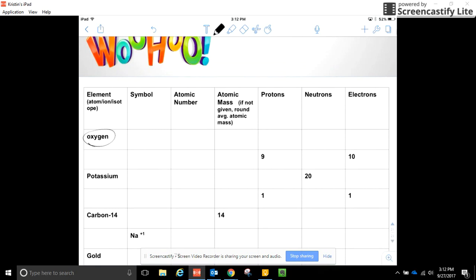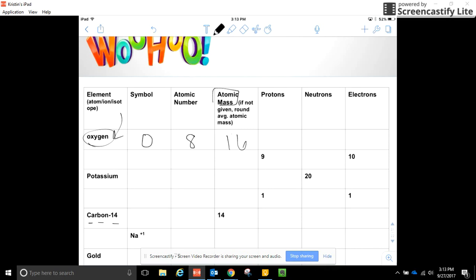Oxygen has a symbol of O. If I look at the periodic table, oxygen's symbol is O, and its atomic number is 8. Now the atomic mass, I'm not given it over here. I'm not given any kind of a dash with a number like you might see down with carbon-14. So if I'm not given that atomic mass, I want to look at the average atomic mass and round it. The average atomic mass is 15.999, so I'm going to round that up and say that the atomic mass is 16.